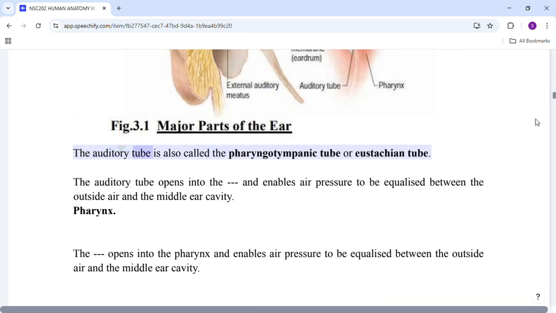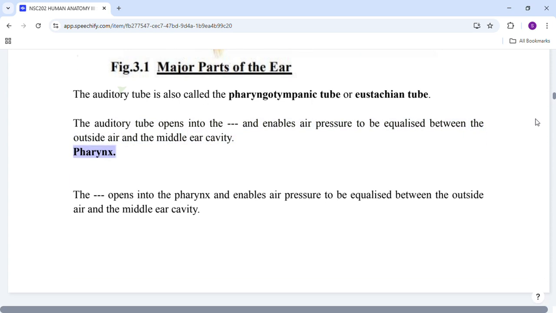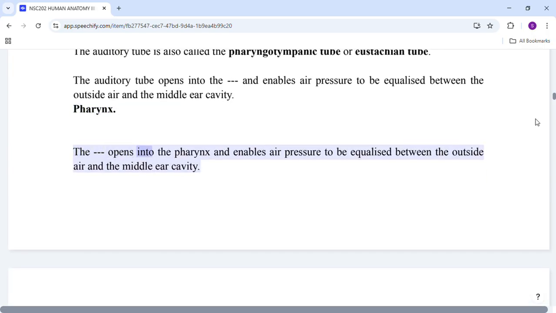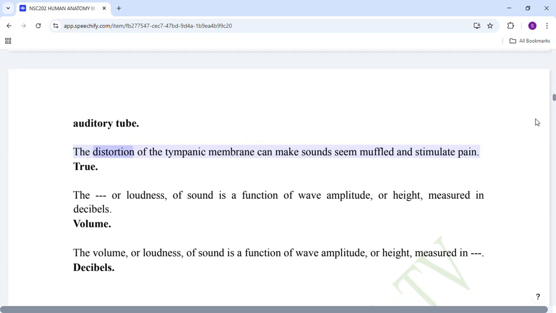The auditory tube is also called the pharyngotympanic tube or eustachian tube. The auditory tube opens into the pharynx and enables air pressure to be equalized between the outside ear and the middle ear cavity. The distortion of the tympanic membrane can make sounds seem muffled and stimulate pain.